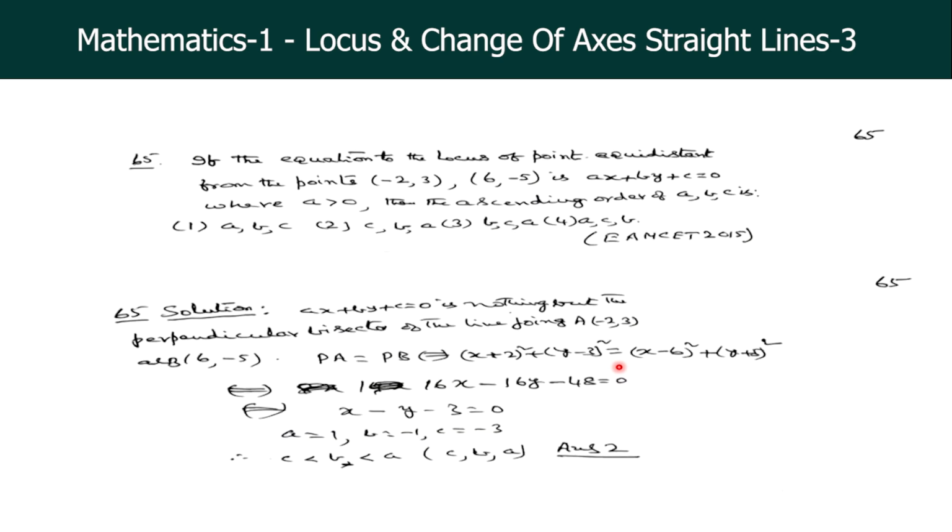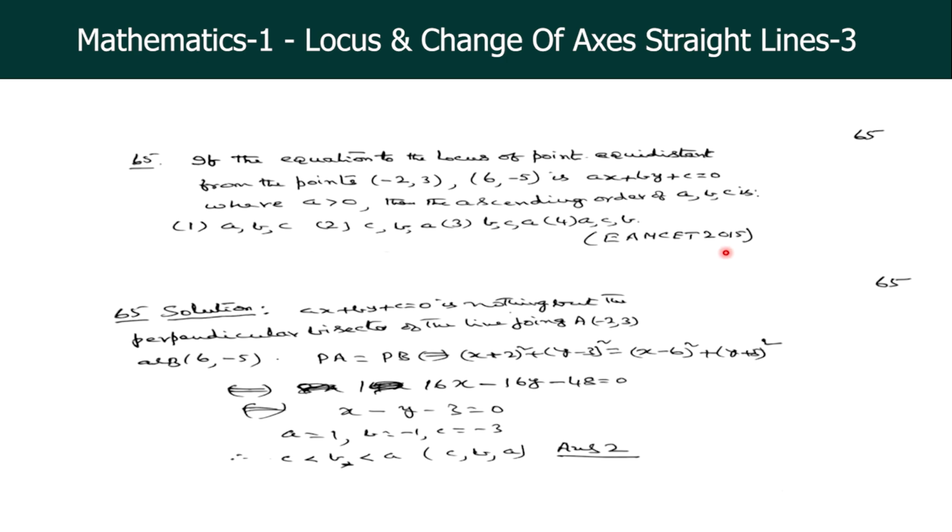65. If the equation to the locus of the point equidistant from the points (-2, 3) and (6, -5) is ax + by + c = 0, where a is positive, then the ascending order of a, b, c is: 1) a, b, c, 2) c, b, a, 3) b, c, a, and 4) a, c, b. So you have to write those numbers in ascending order.